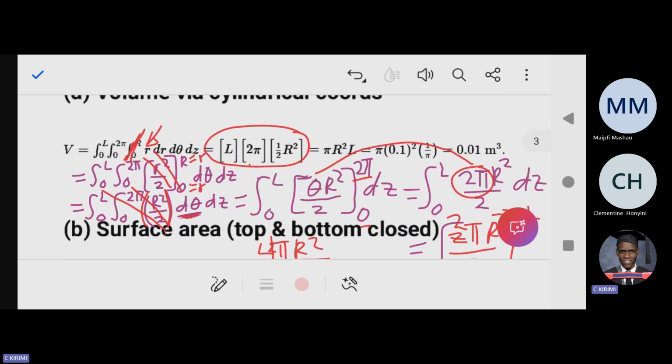So what is pi? What is the radius? What is the length? Everything was given. The length was 1 over pi meters. The radius was 10 centimeters, which is 0.1 meters. Pi is just a number, a constant. So the volume is in cubic meters, because a meter times a meter squared will give you a cubic meter. So this is the volume. Any question?